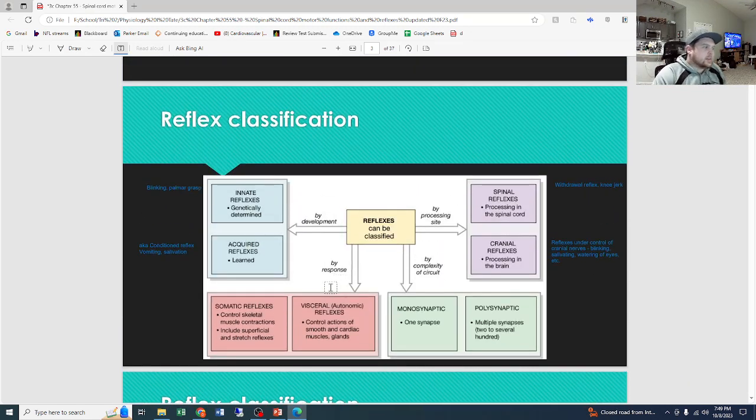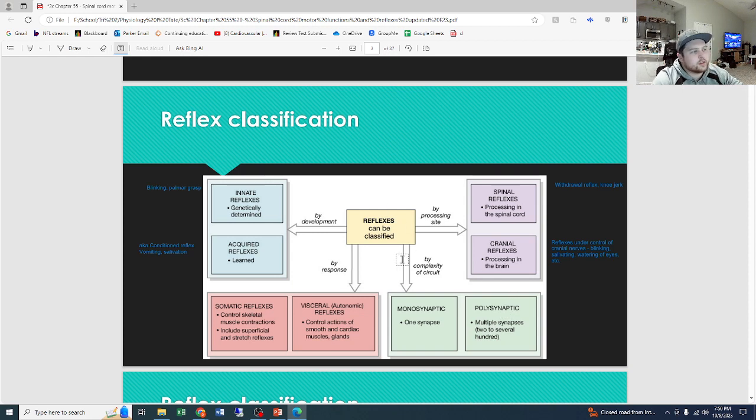So this beautiful little chart is going to talk about grouping reflexes. Each of these, the correct wording would be, is a piece of the reflex. So for example, we can have an innate reflex or an acquired reflex. And those innate or acquired reflexes can either be spinal or cranial. And then you could have an innate spinal reflex that is monosynaptic. And that innate spinal reflex that is monosynaptic could be somatic. So that's looking at this where you have these different parts of the reflexes.